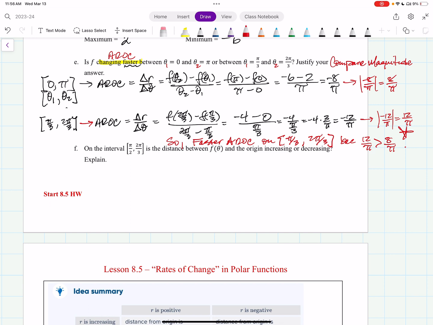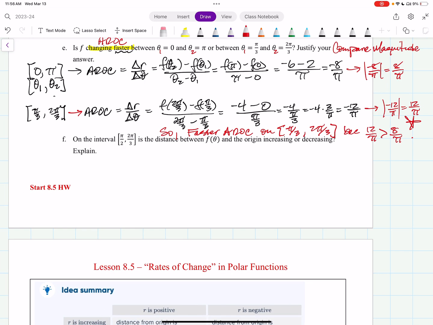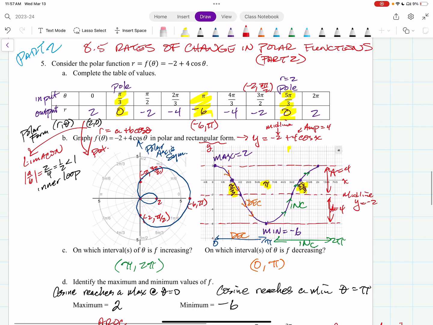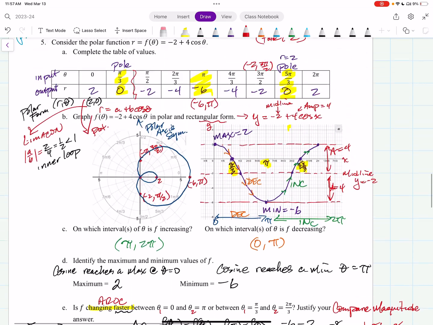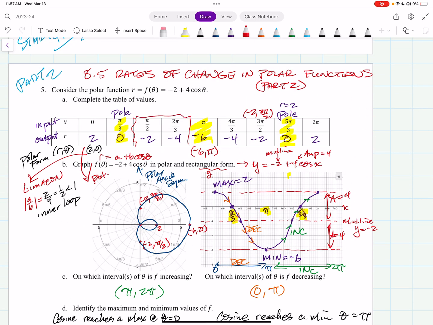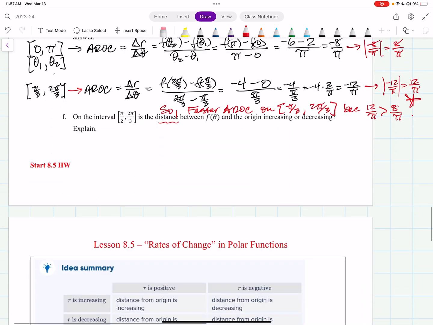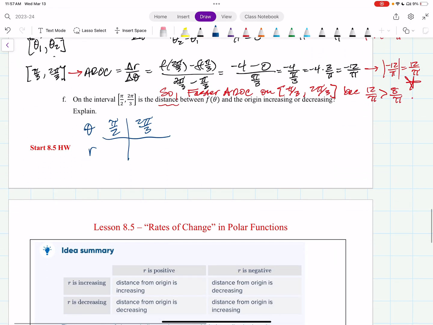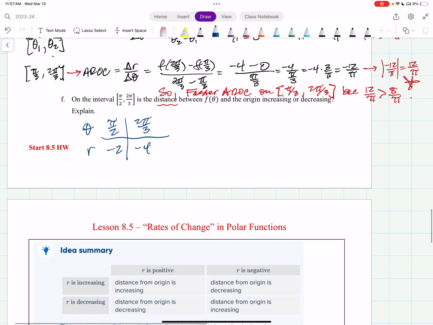All right, on the interval from pi halves to 2/3 pi, is the distance between f of theta and the origin increasing or decreasing? Well, guess what? Let's take a look at our table here. From pi halves to 2/3 pi. I'm going to bring it down here, so I'm just going to recreate the table. So pi halves, this is theta and this is r, and 2 pi thirds, what did we get? So we got -2 and -4. Okay, so -2, -4.